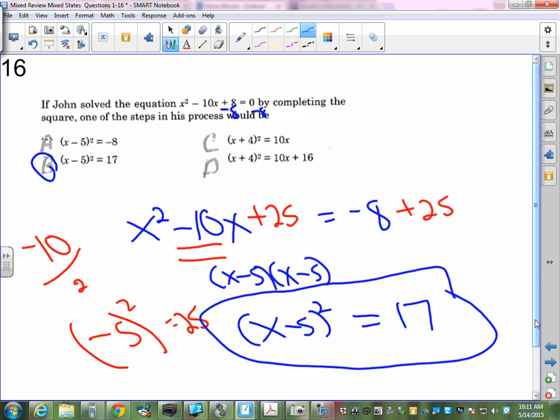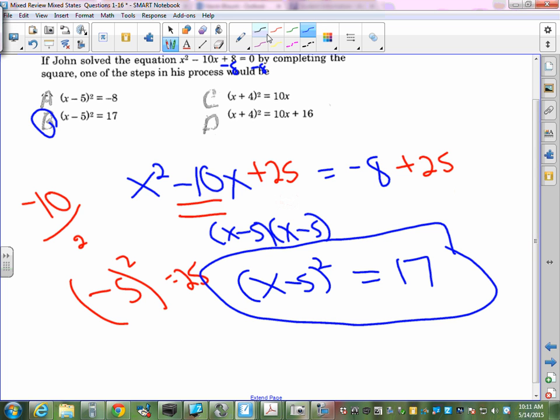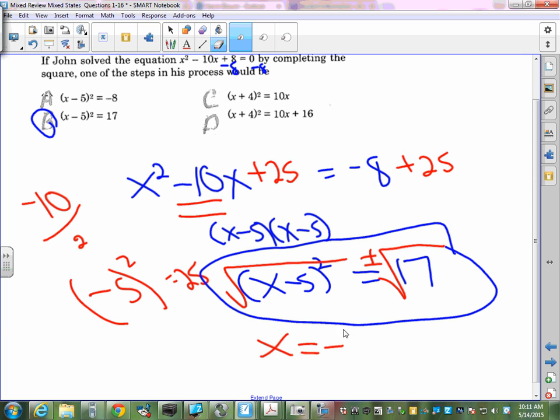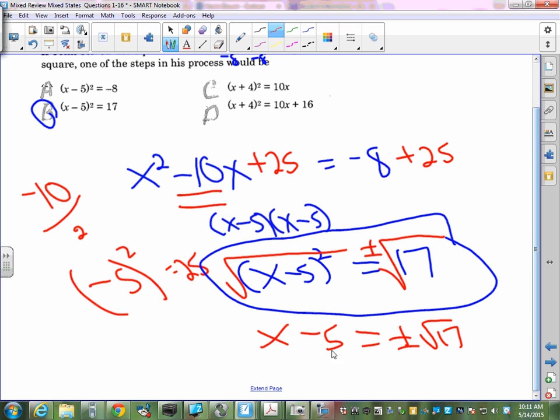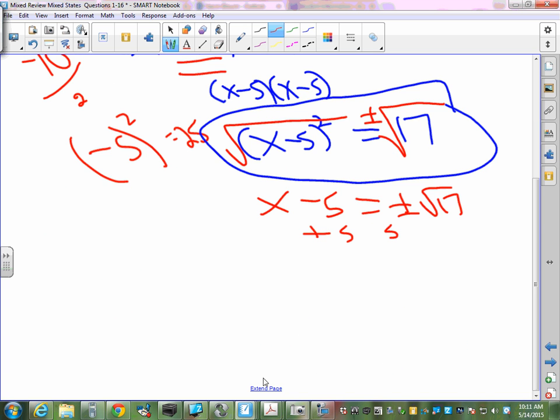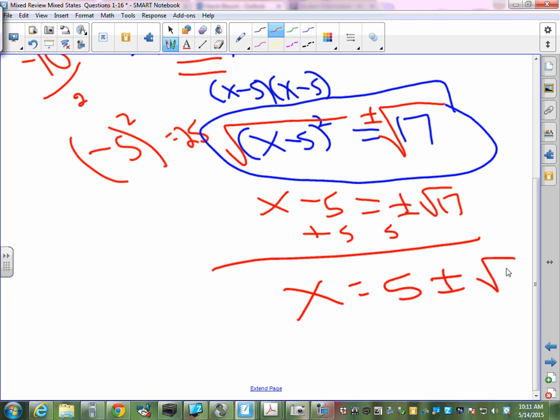Now, on the EOC, they may ask you to go ahead and finish solving. How would you solve it now for x? If you square root that side, you've got to square root that side, and you also got to put what? Plus and minus. So you get x minus 5 equal to plus and minus square root of 17. Last step is to add 5. So your x is equal to 5 plus and minus the square root of 17.